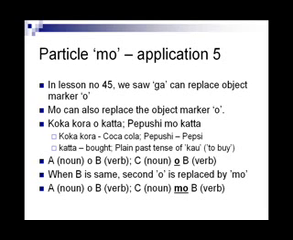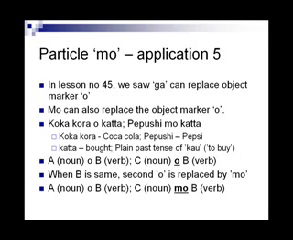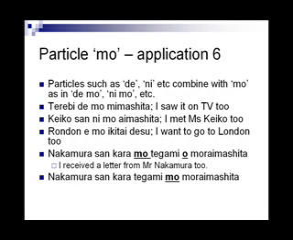When the verb is the same, in the second sentence, o is replaced by mo. The meaning is, I bought A, I bought C too. Various other particles such as de, ni, etc. can also combine with the particle mo, as in de mo, ni mo, etc.